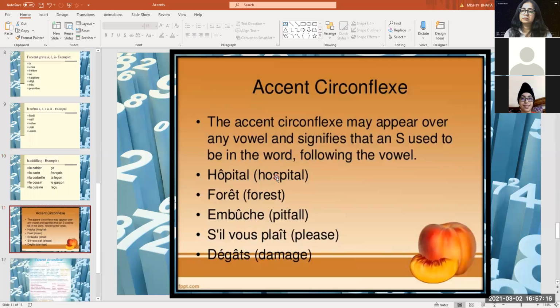It's accent circumflex. The accent circumflex may appear over any vowel and signifies that an S used to be in the word following the vowel. Hôpital, forêt, ambush, s'il vous plaît, dégâts.